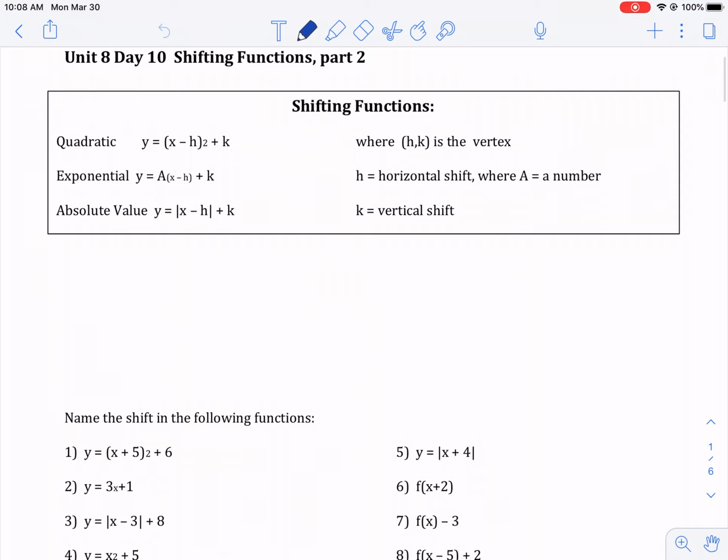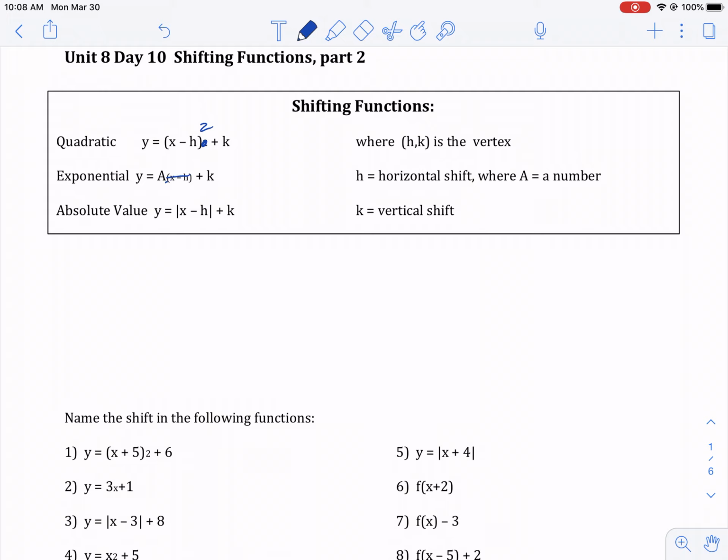Basically what happened is it took all of my exponents and didn't put them in the air. So we're going to have to change all our exponents. So the shifting functions, the basic one is quadratic, so the 2 needs to be in the air. And the basic form of a quadratic is (x minus h) squared plus k. And it says h and k are the vertex, and we'll get into that a little bit.